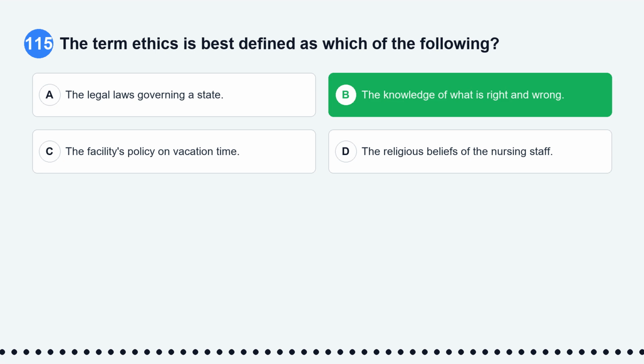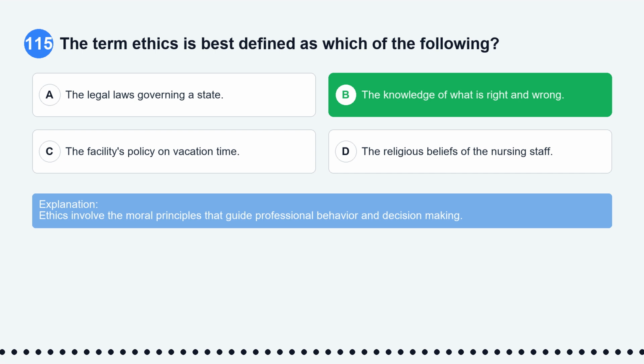The correct answer is option B. The knowledge of what is right and wrong. Ethics involve the moral principles that guide professional behavior and decision-making.